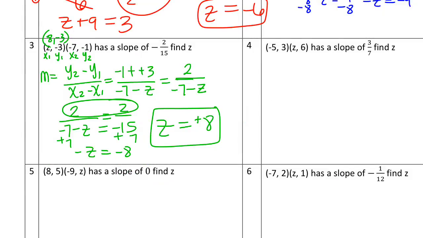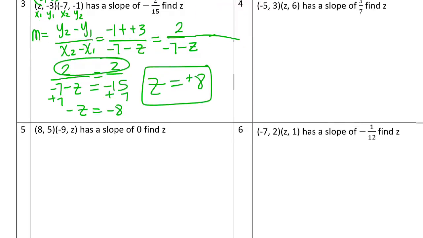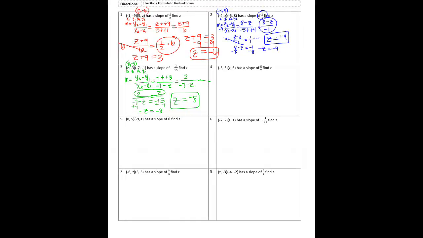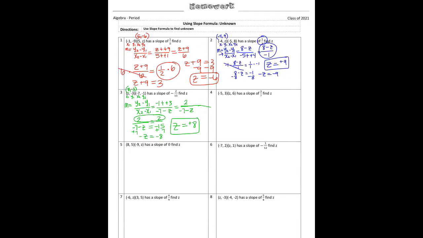Okay, so on your paper you have, if I can zoom out here, or not, I guess, I don't know. You have 5 more problems that you can get done. They all work in the exact same way. Plug in what you know, simplify it as much as you can, set it equal to the slope, and then solve for the missing item.